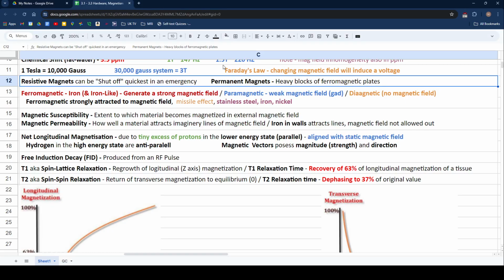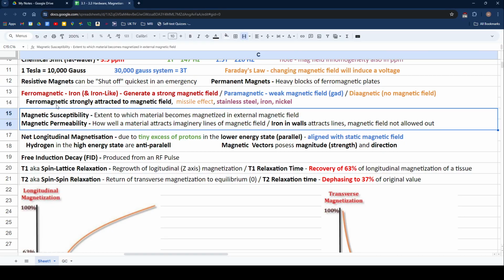Permanent magnets are heavy blocks of ferromagnetic plates. Ferromagnetic materials are iron and iron-like and generate a strong magnetic field. Paramagnetic materials have weak magnetic fields, such as gadolinium, and diamagnetic materials have no magnetic field. So ferromagnetic materials are strongly attracted to the magnetic field, giving a missile effect, such as stainless steel, iron, and nickel.